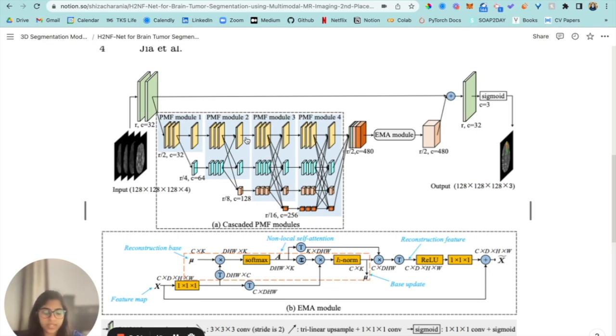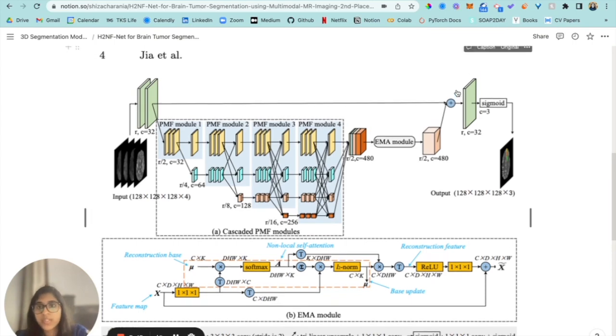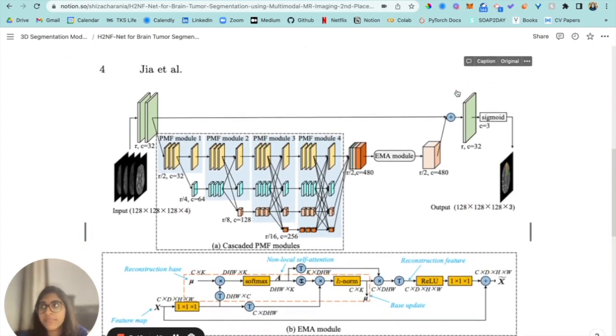Now, aside from this, one thing that we do know for sure is that there's the connection from the encoder to the decoder, which is from here to here. For that, you're skipping the processing that's happening in the middle over here with the PMF modules, and then you have the EMA module. You're skipping all of that to go from here to here. By doing this, you're maintaining the high resolution that you have over here in the beginning, and you're also maintaining the spatial information that would be beneficial later on when you're concatenating after going through the PMF modules.